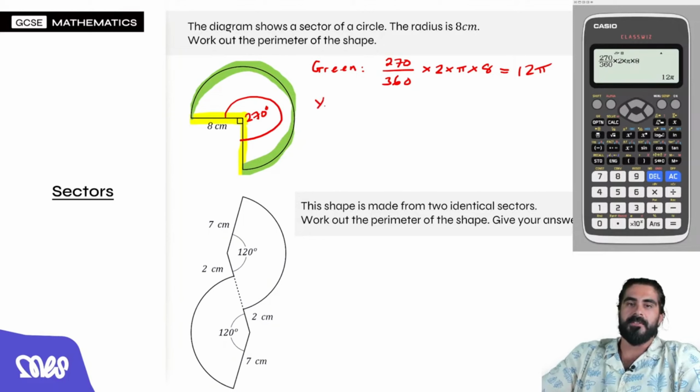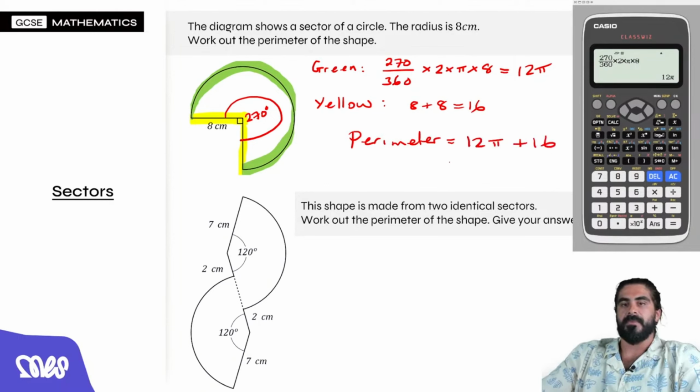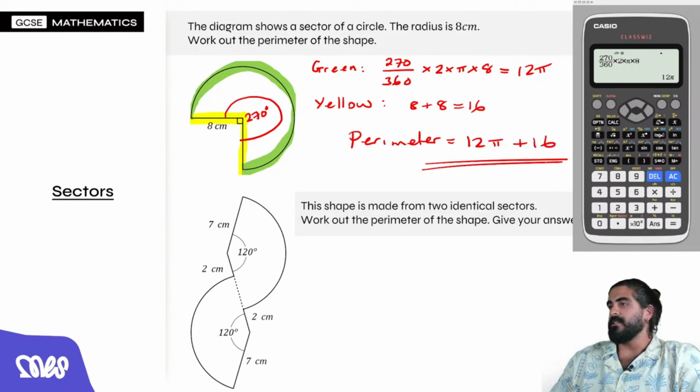Then we've got the yellow bits. The yellow, well, that's just the 2 radii, right? So it's 8 plus 8, which is 16. So the total perimeter is just 12 pi plus 16. Now you could type that in the calculator and it would decimalize it, but I always say if the question does not ask you to decimalize, just write the full answer.